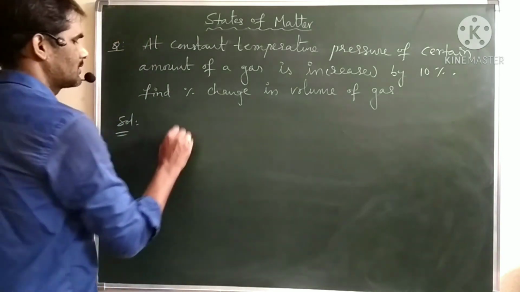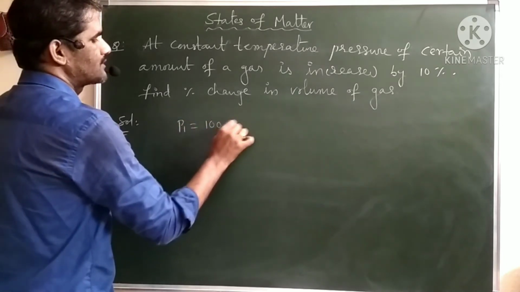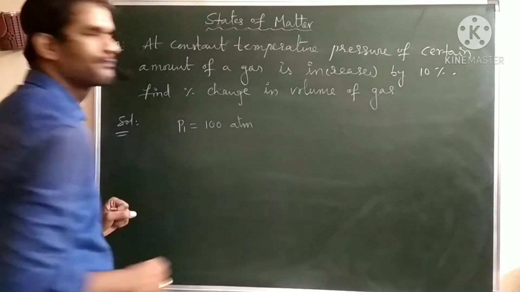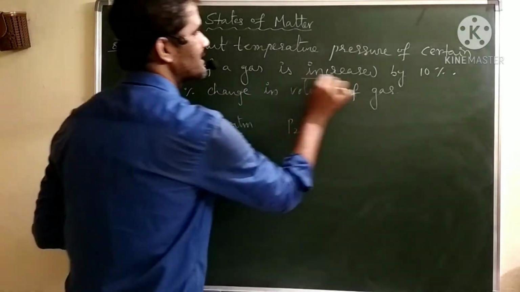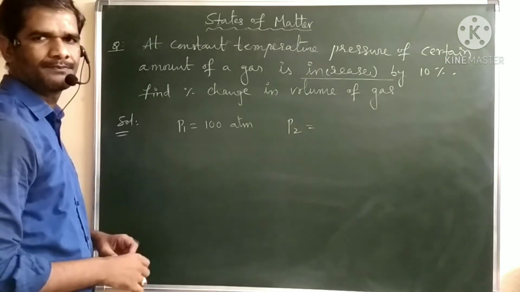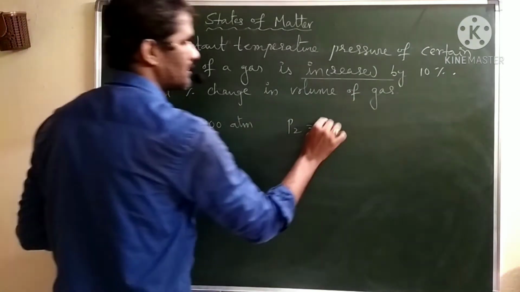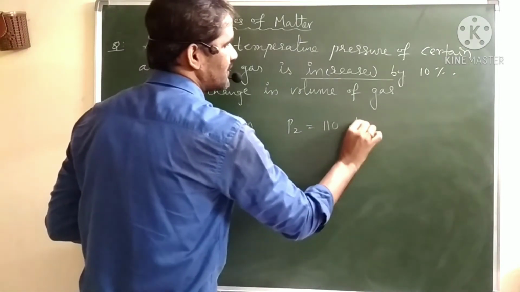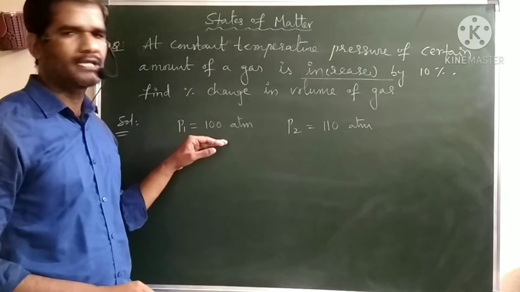Again, let us assume the initial pressure P1 is equal to, let us assume, 100 atmospheres. Then what is the final pressure? Here pressure is increased by 10%, which means per 100, 10% is 10. So overall it will be 110 atmospheres. Here we can assume anything, but here we assume 100 atmospheres.